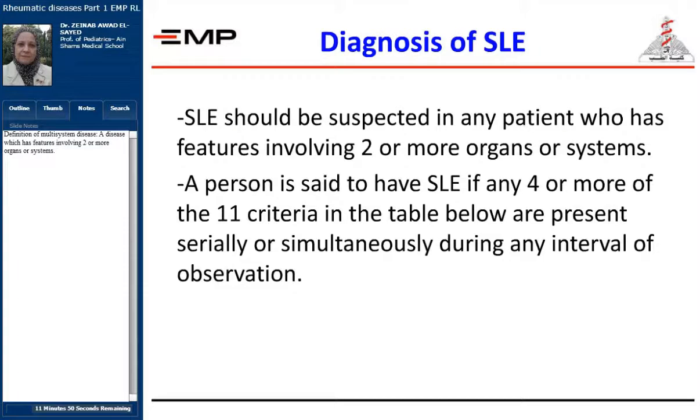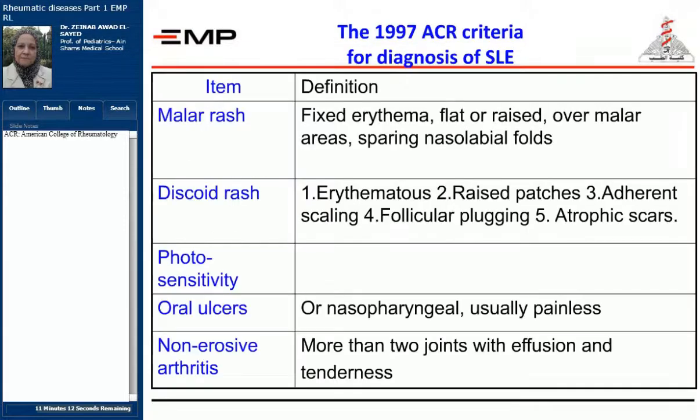We should suspect SLE in any patient who has a multi-system disease, that is, a disease that has features of two or more organs or systems involvement. A person is said to have systemic lupus erythematosus if he has 4 of the 11 criteria that are mentioned in the table in the next slide. These 4 manifestations may be present simultaneously, or they may present serially during any period of observation. These are the ACR criteria for the diagnosis of SLE, modified in 1997.